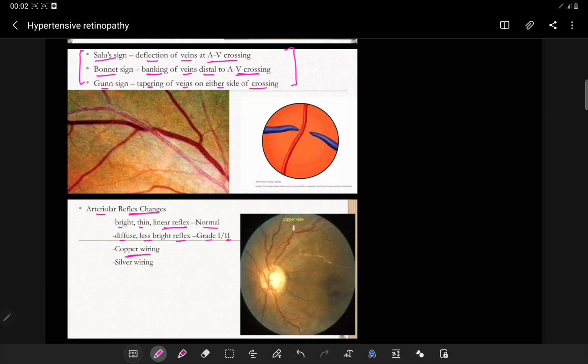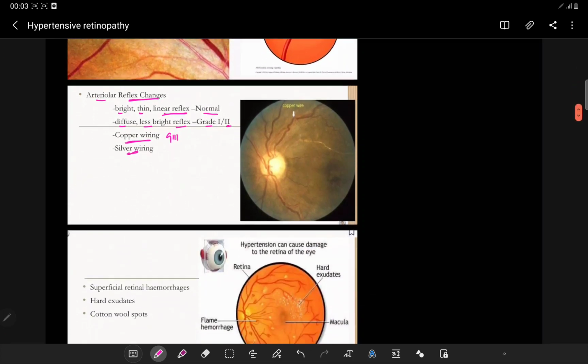We have the copper wiring. What is copper wiring? It's a reddish brown reflex of the arterioles, which occurs due to progressive sclerosis and hyalinization, and it is a sign of grade 3 hypertensive retinopathy. We have the silver wiring. Silver wiring means there is an opaque white reflex of the arterioles occurring ultimately due to continued sclerosis, and it is seen in grade 4 hypertensive retinopathy.